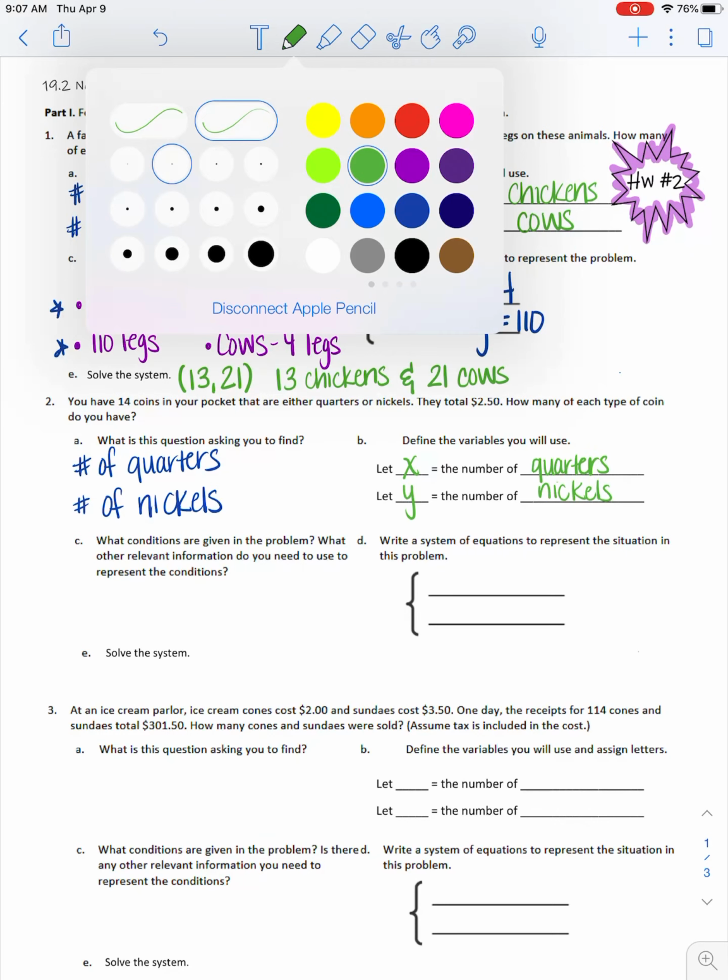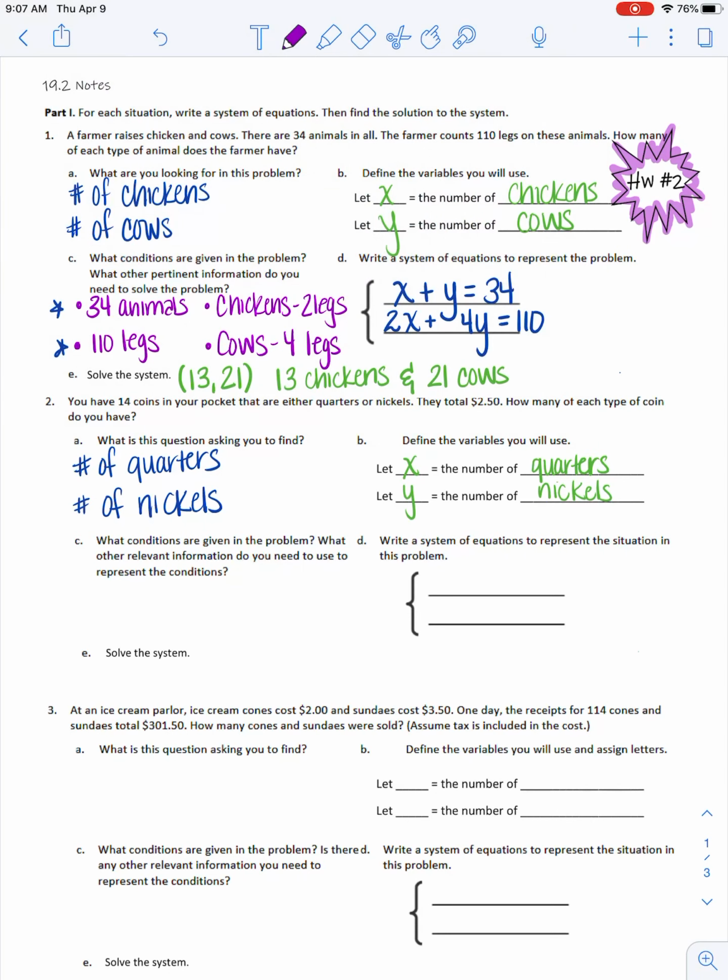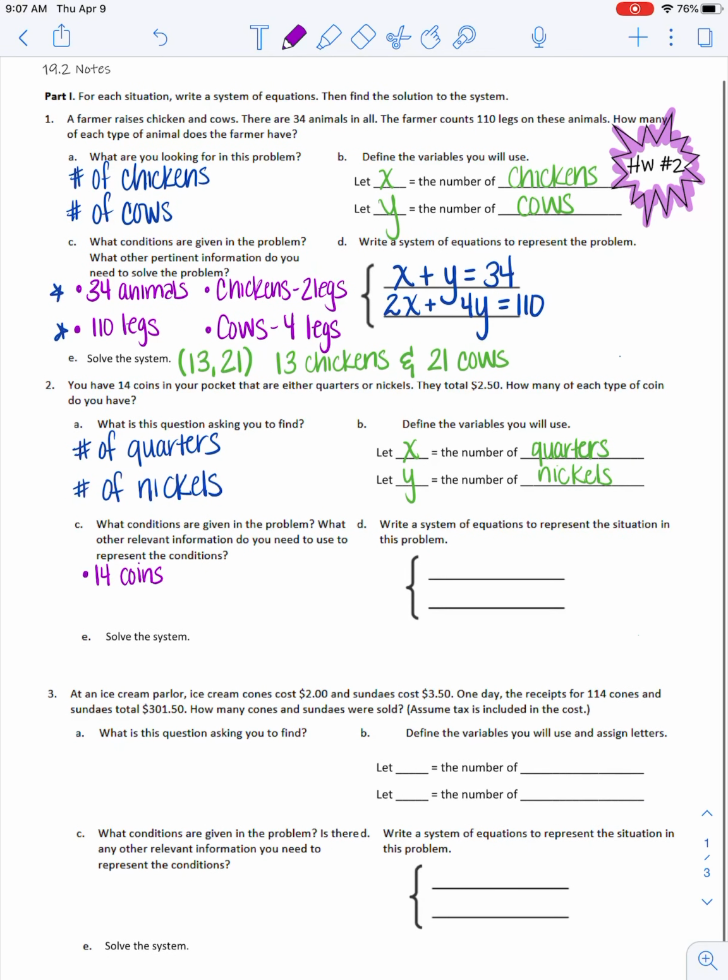Right, now we're going to go through our conditions and our pertinent, relevant information. So we know we have 14 coins. We know that we have $2.50. We know that they're all quarters or nickels, and it's not listed in the problem, but we also know how much money a quarter is and how much money a nickel is.